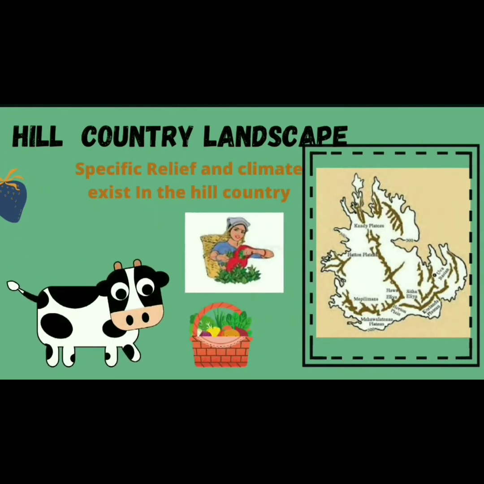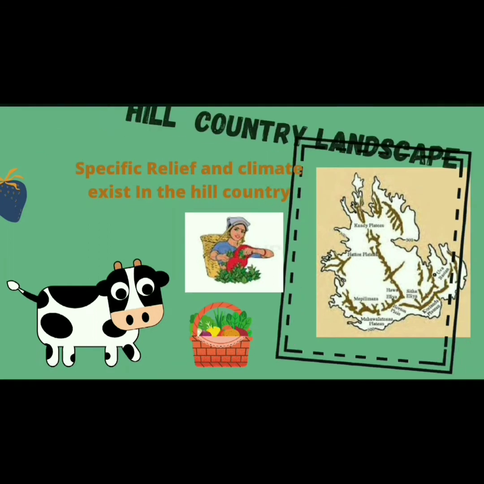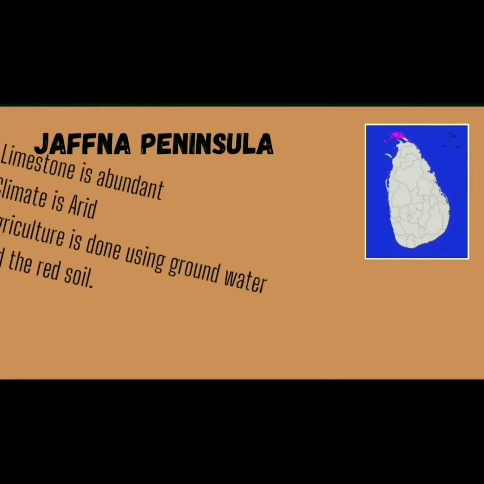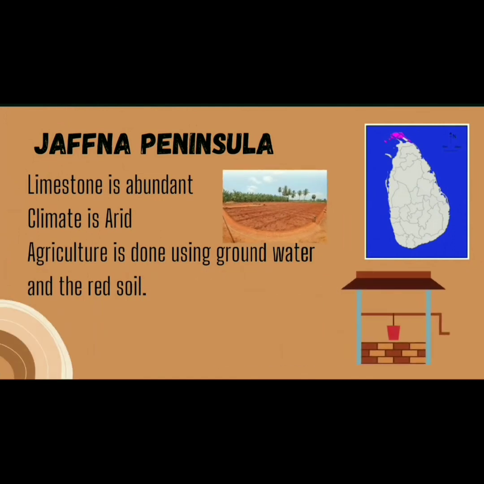A specific relief and climate condition exist in the hill country landscape. Tea cultivation is a prominent feature in the hill country landscape. There is a specific landscape in the Jaffna Peninsula in the northern part of Sri Lanka. In this zone, limestone is in abundance and the climate is arid. The people who live here have developed agriculture using the groundwater and the red soil.